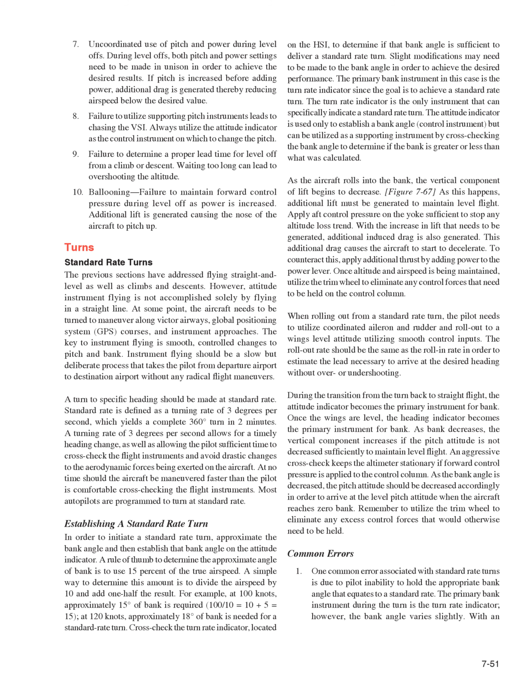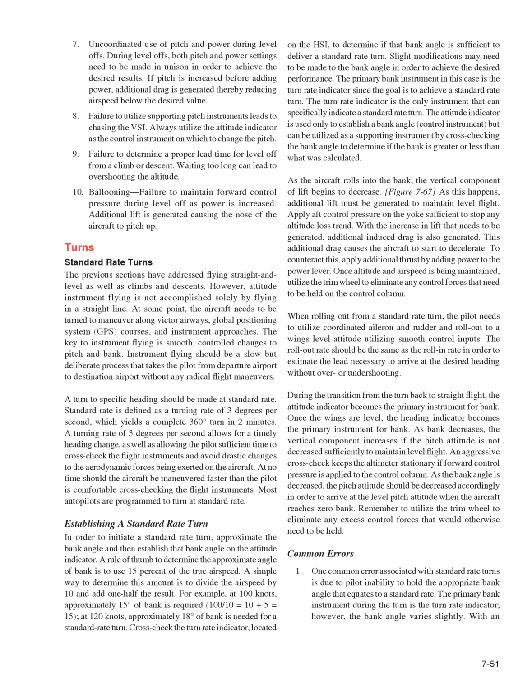As the aircraft rolls into the bank, the vertical component of lift begins to decrease. Figure 7-67. As this happens, additional lift must be generated to maintain level flight. Apply aft control pressure on the yoke sufficient to stop any altitude loss trend. With the increase in lift that needs to be generated, additional induced drag is also generated. This additional drag causes the aircraft to start to decelerate. To counteract this, apply additional thrust by adding power to the power lever. Once altitude and airspeed is being maintained, utilize the trim wheel to eliminate any control forces that need to be held on the control column.